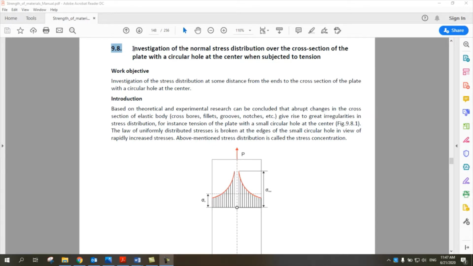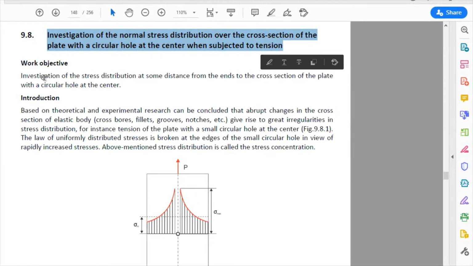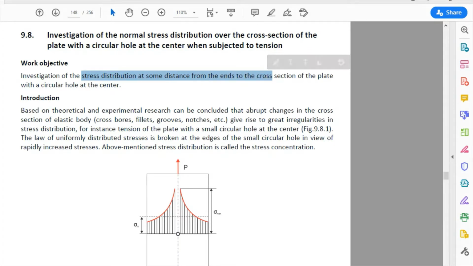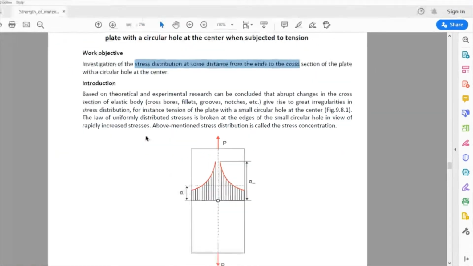Our topic today will be investigation of the normal stress distribution over the cross section of the plate with a circular hole at the center, of course when subjected to tension. So basically the objective of this experiment is to study the stress distribution at some distance from the ends to the center, to the cross section of the plate with a circular hole at the center.